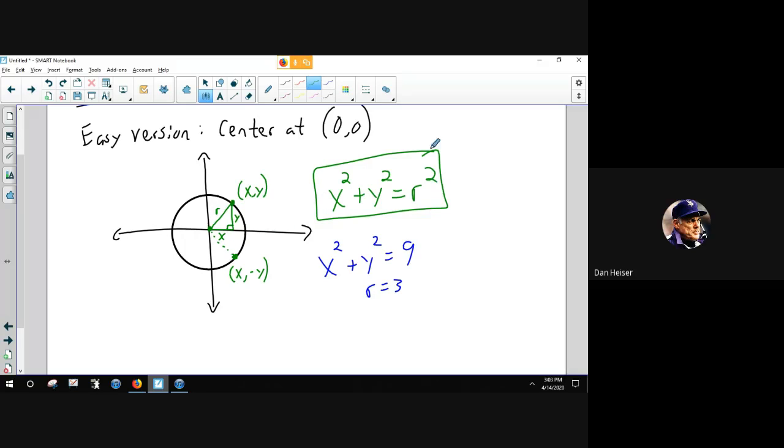We're going to keep this equation in this form. X squared plus y squared equals r squared. That is when the circle is centered at the origin.